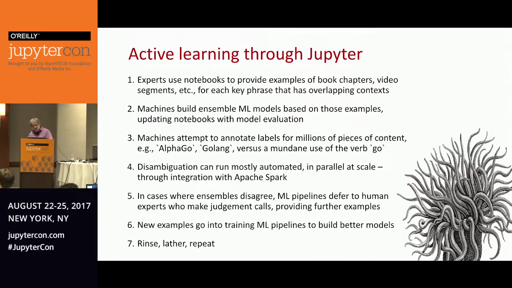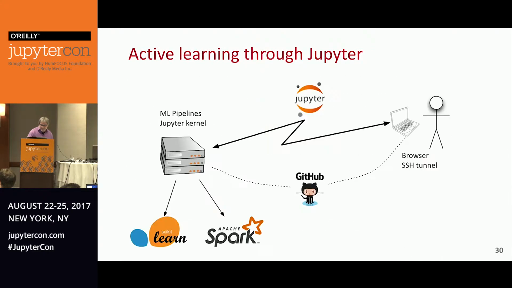We're using Spark with scikit-learn to do a lot of the task management at scale, so we can run it in parallel. When the ensembles disagree, then the decision goes back to the humans to make a judgment call and provide further examples. Basically it adds more examples to the notebooks, and then that goes back into training the models to be better. So it looks a bit like this, just the way that we're using things. We use SSH tunnels from our server environment where we're running machine learning. We have some beefy machines to do that. We use an SSH tunnel so a person who's working with it, the expert, can run Jupyter in their browser.